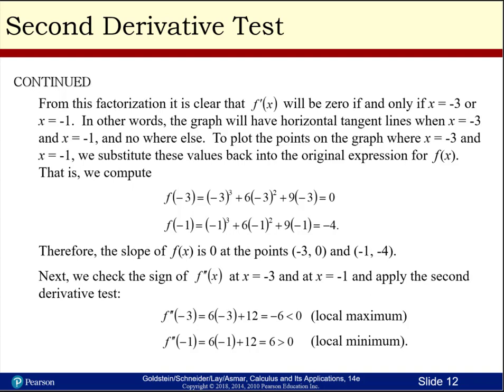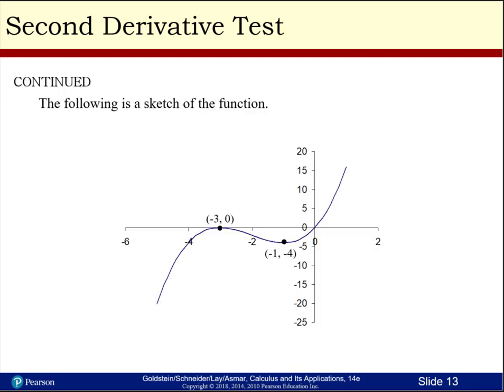When we plug in x equals negative 1 into our second derivative, we find that it is greater than 0, meaning that we have a local minimum. We're going to sketch this, plugging in those points and sketching, and I see that I have a concave down and a concave up.